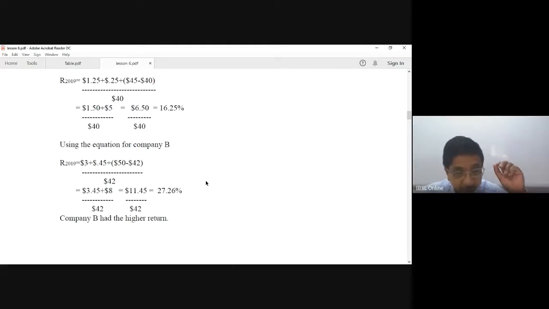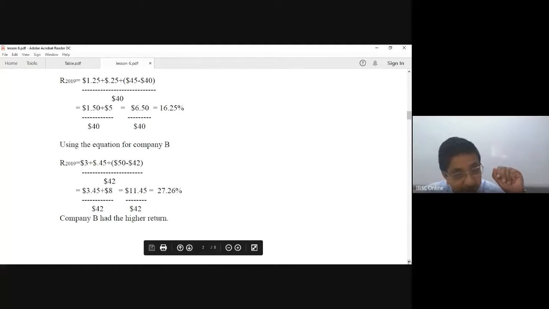Now you can compare the returns of the two companies. Company A will have a return of 16.25 and company B has a return of 27.26. Now, comparing the two returns, we can see company B had the higher return. That is the answer for the question, and very simple.